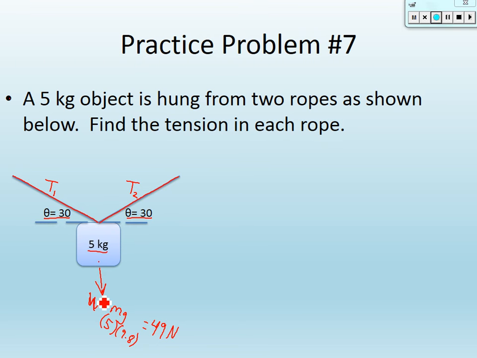Now, if that's the total weight down, is this block moving vertically? No. So what does that tell us about the forces? They have to be balanced. So right now we have 49 newtons down. What does everything up have to be? 49 newtons. But the complicated part about this problem is that tension is not going straight up, is it? It's not. So we need to find the component of tension that is going straight up.